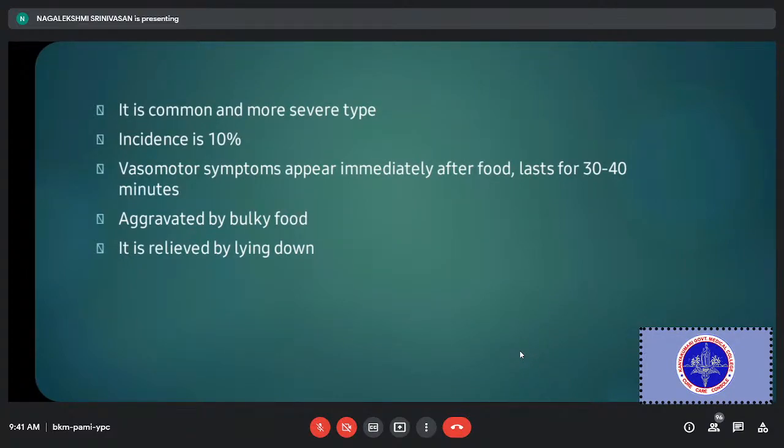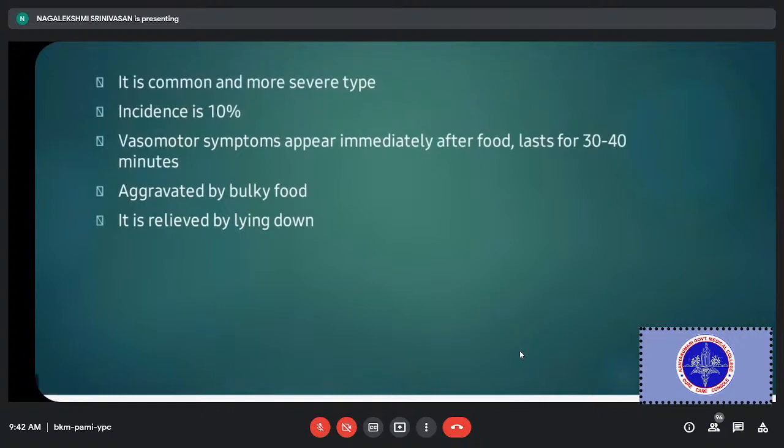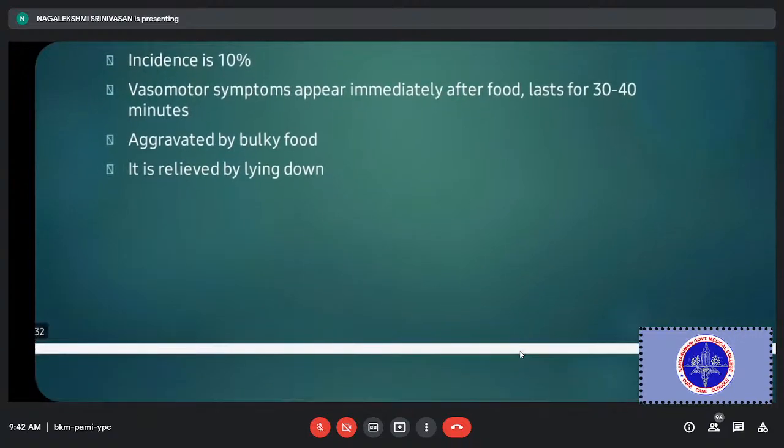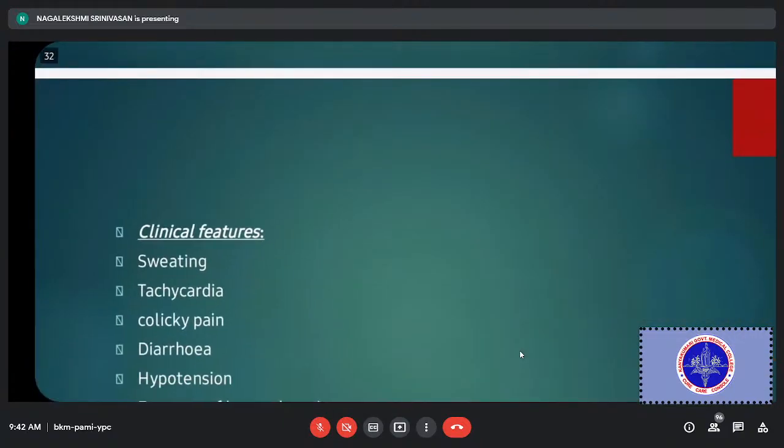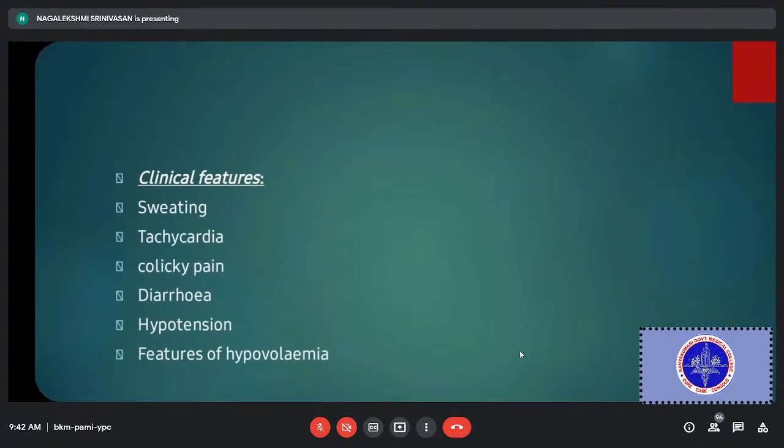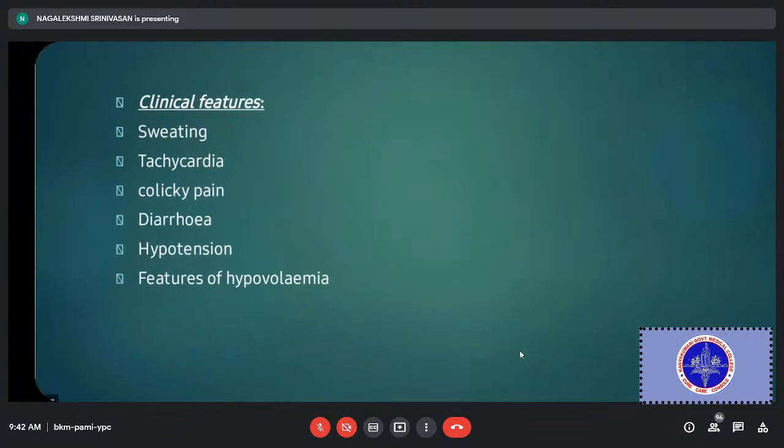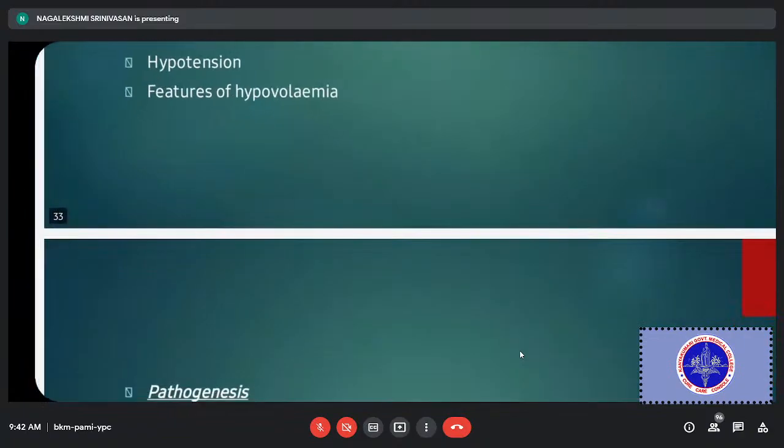Small, frequent feeds means that according to the capacity of the stomach only, the patient has to take food. That way we can prevent this complication. It is relieved by lying down. So clinical features: there will be symptoms of parasympathetic overactivity, that is sweating, tachycardia, colic, diarrhea, hypotension, and features of hypovolemia because of diarrhea.